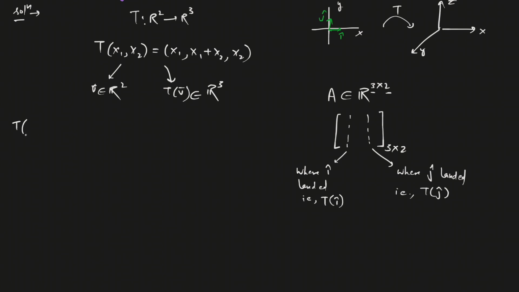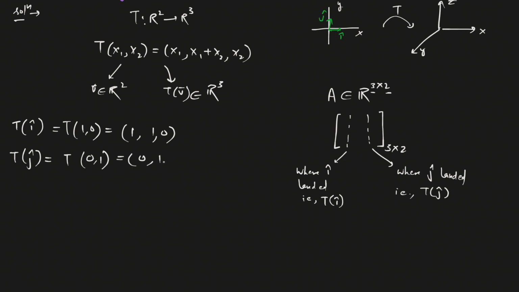So we need to find T of i hat, the transformed first basis vector. What is i hat? i hat is (1, 0). We can use the formula given for the transformation T(x1, x2). So this will be (1, 1, 0). And T of j hat: what is j hat? (0, 1). So this will be (0, 1, 1). These are the two transformed vectors.